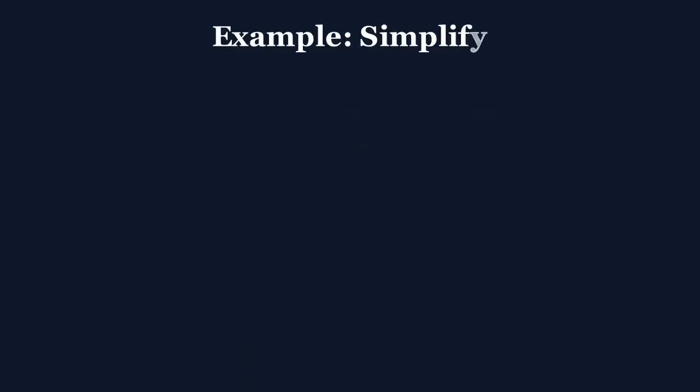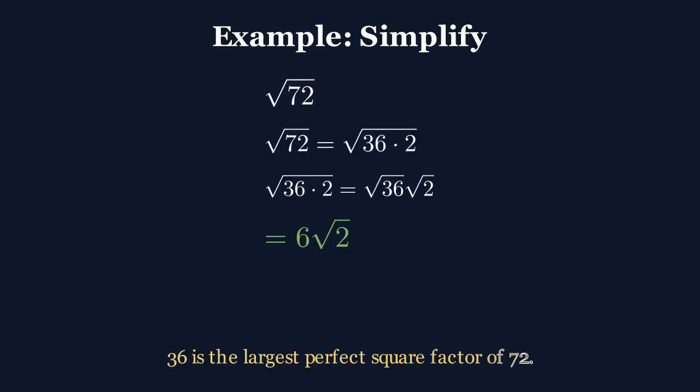Let's simplify the square root of 72. The largest perfect square factor of 72 is 36. So we rewrite the square root of 72 as the square root of 36 times 2. The square root of 36 is 6, so the answer is 6 square root 2. The 2 stays inside because it has no perfect square factor left.